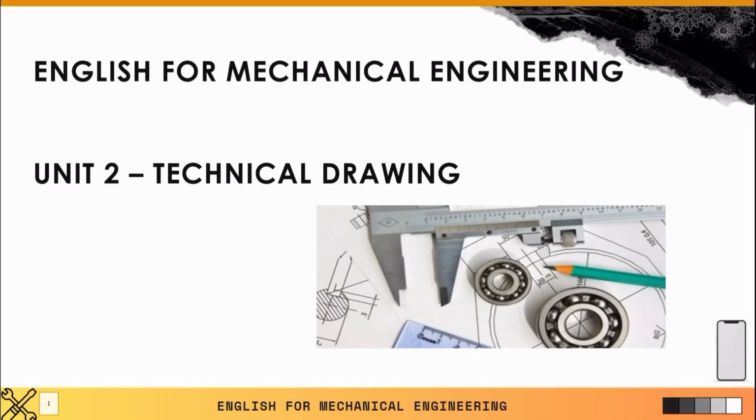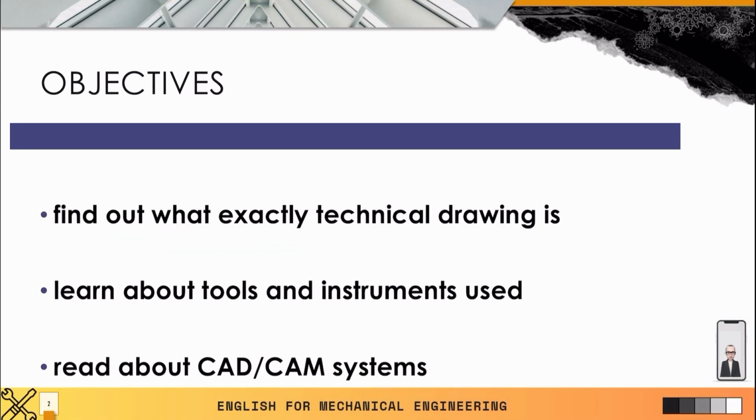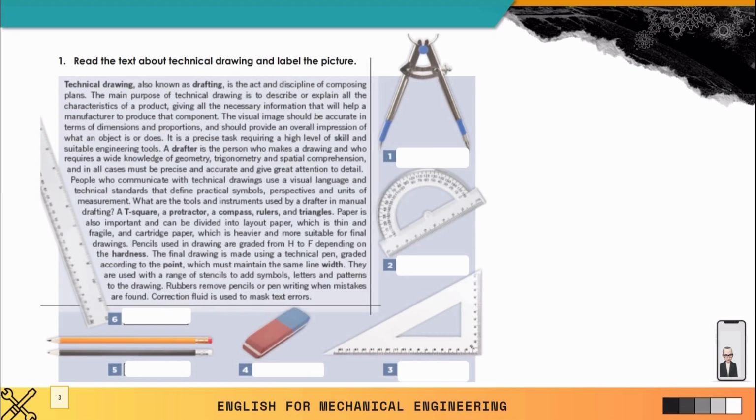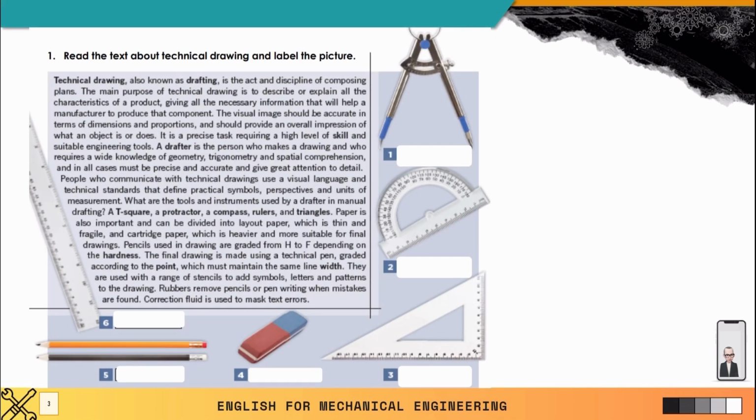Welcome back, everyone. This is English for Mechanical Engineering, and we are going to be looking at Unit 2, Technical Drawing. In today's short session, we are going to find out what exactly technical drawing is. We are going to learn about tools and instruments used with technical drawing and read about CAD and CAM systems. As always, we are going to be looking at short texts and we are going to answer comprehension questions or complete different comprehension tasks. Here's our first text for this session.